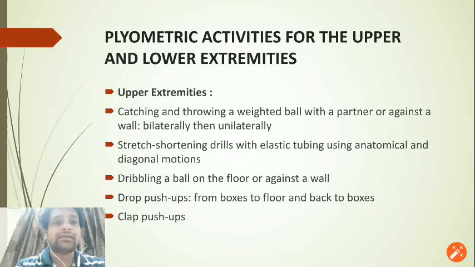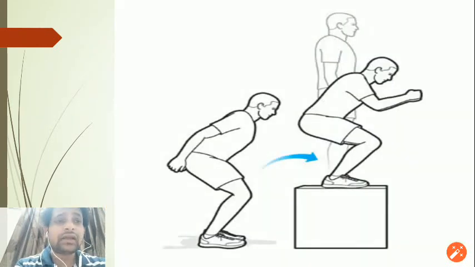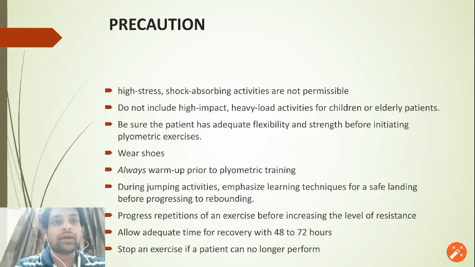Here we have examples of plyometric activities for upper and lower extremity. For the upper extremity: catching and throwing weighted balls and stretch-shortening drills, dribbling a ball on the floor or against the wall, drop push-ups, clap push-ups. For the lower extremity: repetitive jumping, vertical jumps, multiple jumps, box jumping, side to side jumps, jumping over objects on the floor, hopping activities, depth jumps. Here you can see in the picture a person performing a box jump from the floor onto a box. That's a plyometric exercise for the lower extremity.